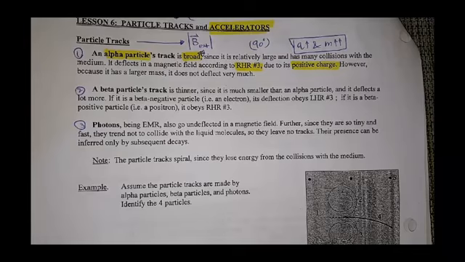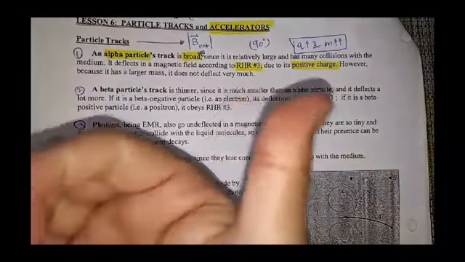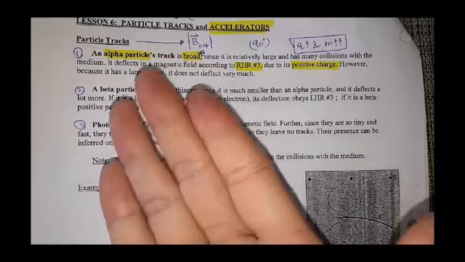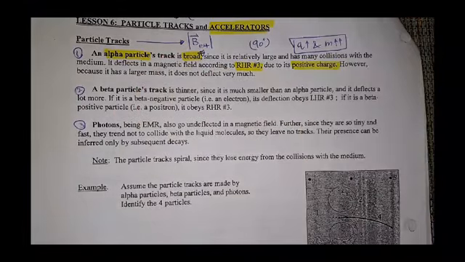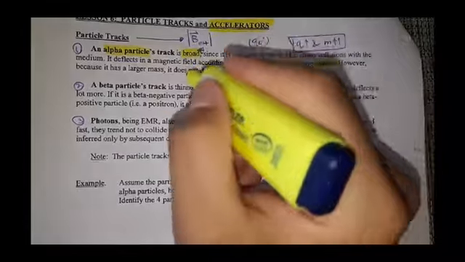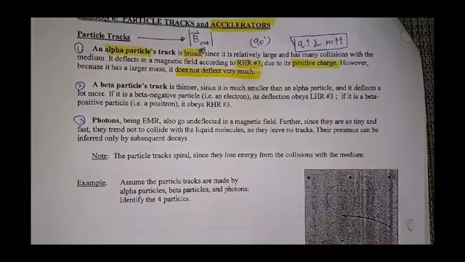Magnetic field and the interaction with alpha particle, we use right hand rule number 3, which is: thumb represents the direction of the alpha particle, forefinger represents the external magnetic field, and your palm direction represents where the circle is basically happening. However, because it has a large mass, it does not deflect much. That's what I want to point out.